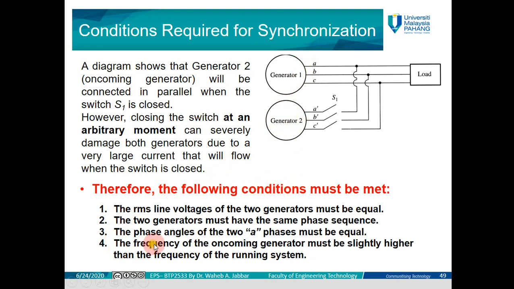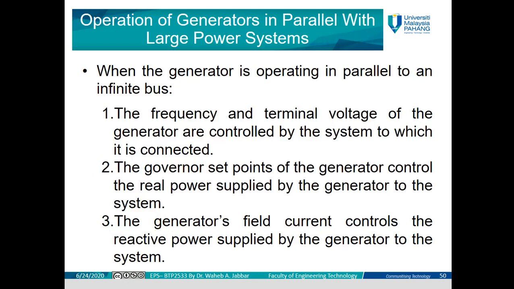Then the last is the frequency. The frequency of generator one must be equal to the frequency of generator two. And when I have a grid and I want to connect one generator to the grid, it is preferred to have a frequency higher than the grid frequency, because a lower frequency will cause current to go from the grid to the generator and cause reverse power. So these are the conditions that must be satisfied in order to operate two synchronous generators in parallel.